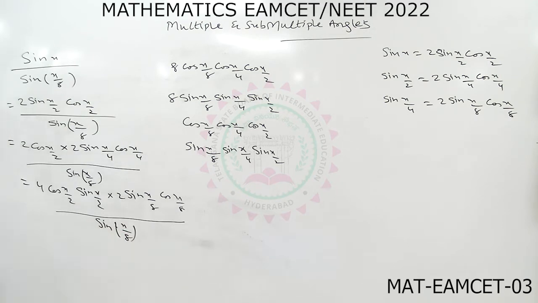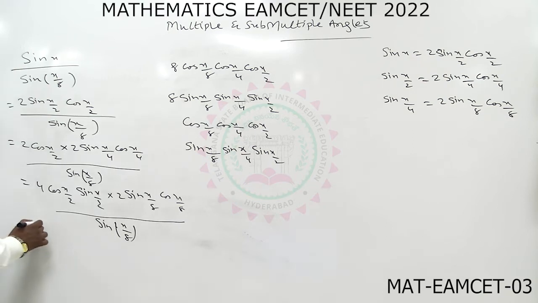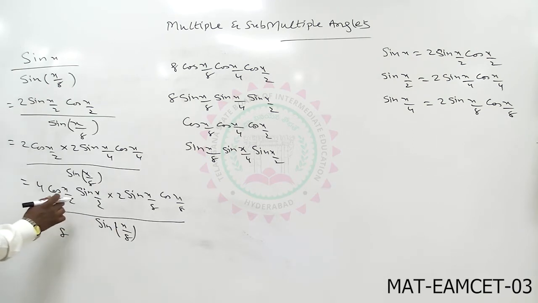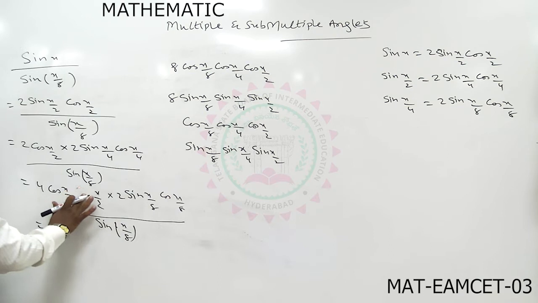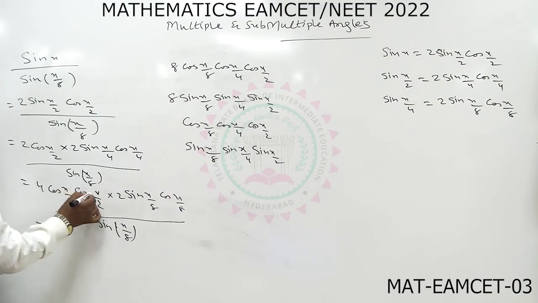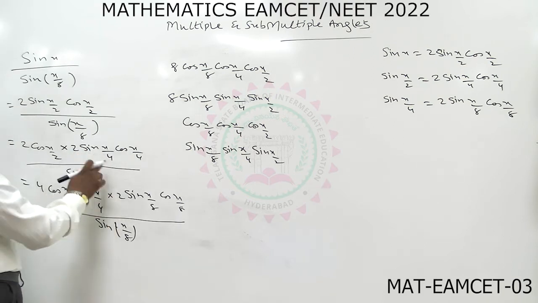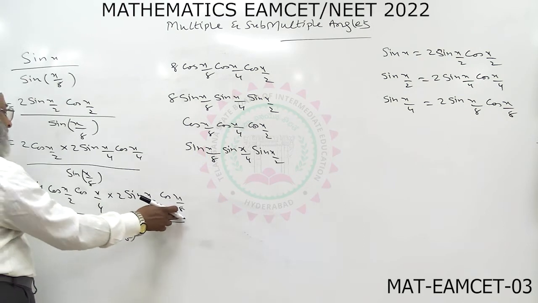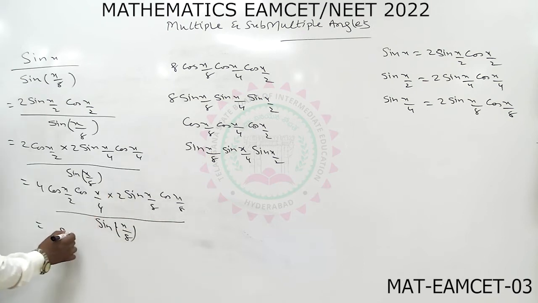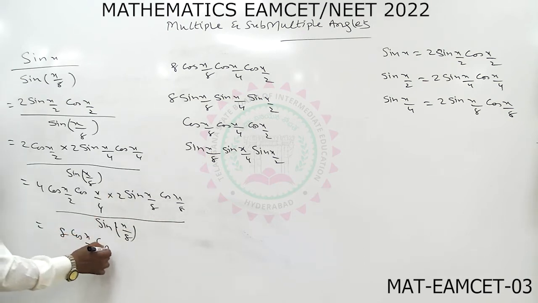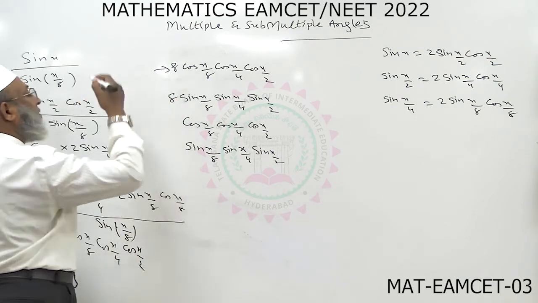Now you see that sin x by 8, sin x by 8 cancel from the numerator. So what remains? 4 by 8. This is cos x by 2 into this is cos x by 4. Then 2 as it is. Sin x by 4 can be written as 2 sin x by 8 cos x by 8. So sin x by 8, sin x by 8 cancel. 4 by 8. Now this can be written as cos x by 8 cos x by 4 cos x by 2, which is my first option.